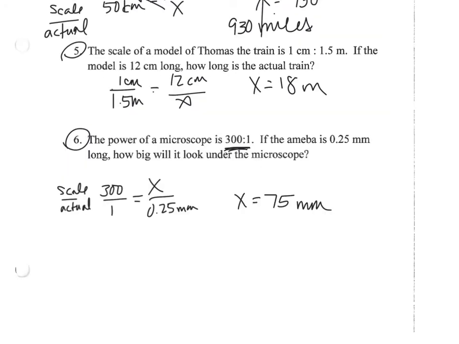So here are the answers for 5 and 6. So in number 5, you've got 1 centimeter to 1.5 meters, so 12 centimeters to x. So x is going to equal 18 meters. That is going to be, the train is actually going to be that long.